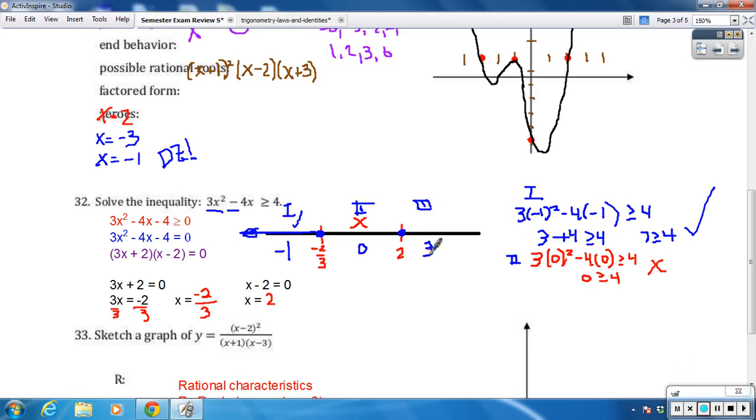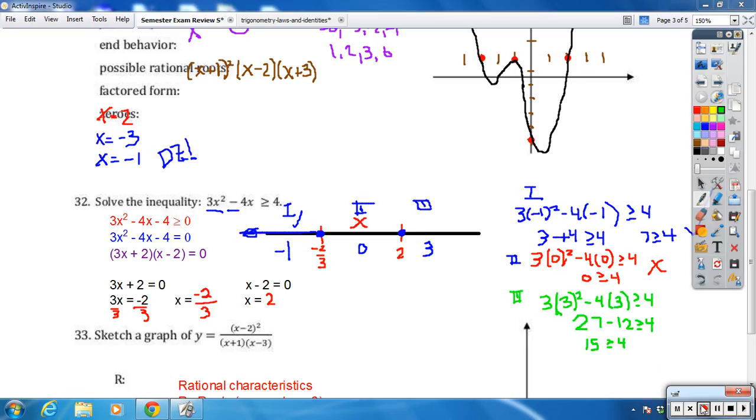Now I'm going to do the same with region 3. I'm going to plug in 3 for x. Alright, so I've plugged in 3. 3 squared times 3 is going to be 27, minus 12, is going to be greater than or equal to 4. 27 minus 12 is 15, which is greater than or equal to 4, so that's a check. That means I have a solution in region 3. So I can see my solutions do not exist between my two intercepts, but they do exist outside.